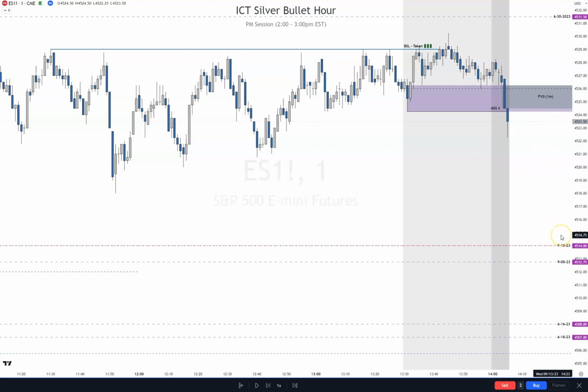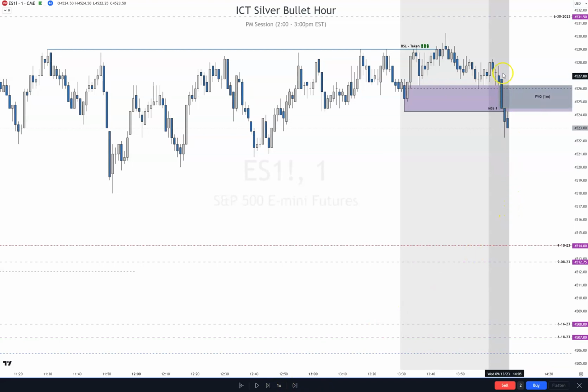I'm going to sell 2 contracts if it comes back there. I know some of you are going to be like, well, what if you took your fib from here to here? Is that in equilibrium? I don't care at this moment. It's got a breaker block with a fair value gap. That's a unicorn entry.